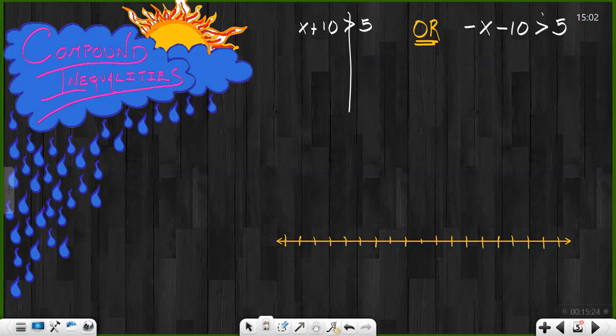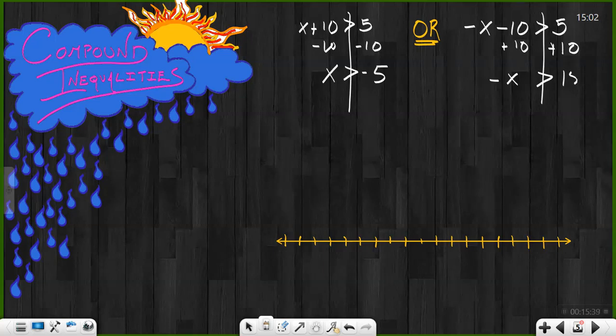Let's simplify this one here and this one here. I'm just going to solve each. Subtract 10 from each side. I did not divide by a negative, so I get x is greater than negative 5. Here, add 10, and I'm going to divide by a negative to make that x. I divided by a negative, so I flip my sign, and I find that x is less than negative 15.